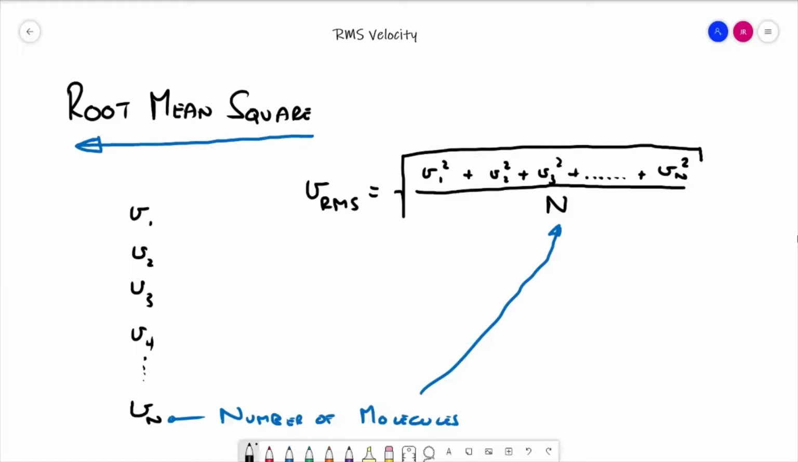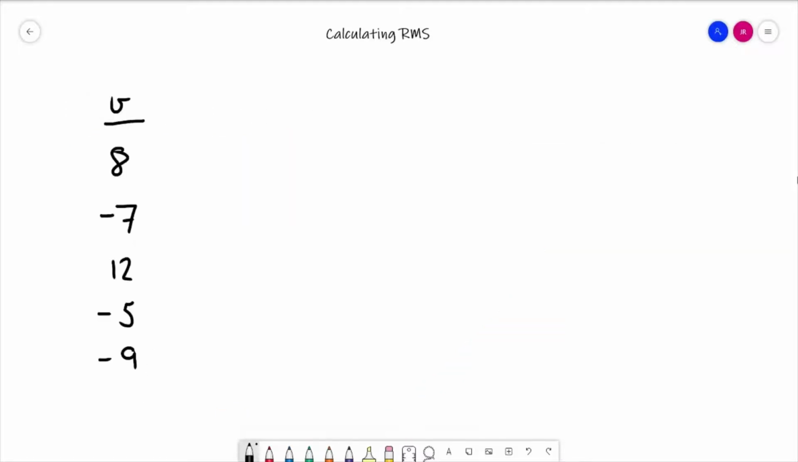Now, you may be thinking, well, what's the point of doing that? What we'll do is move over to a new slide and work through a relatively simple example, and I'll show you really where the idea of RMS comes into its own. So let's have a look at how we calculate RMS using some numbers. Obviously, these numbers I've just made up, but hopefully this will give us the right idea.